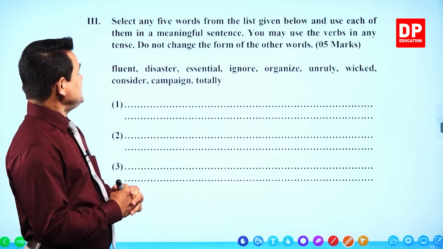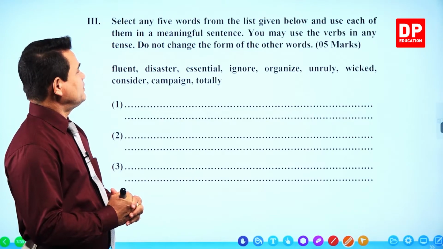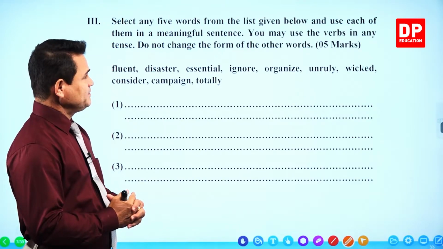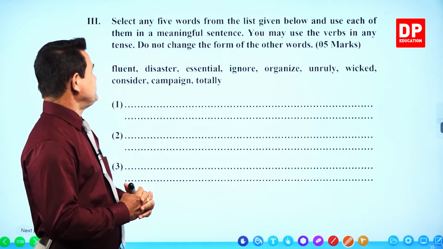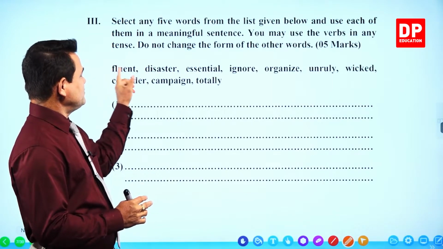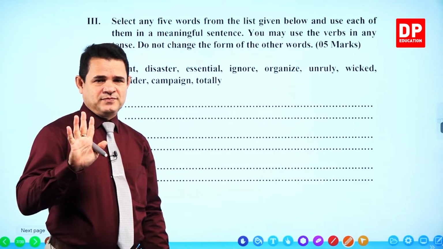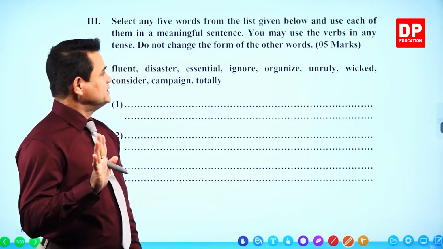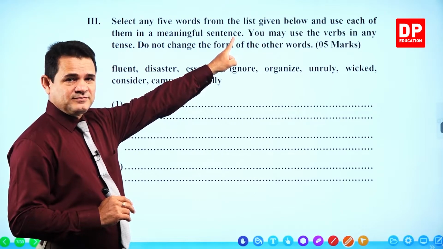Here, select any 5 words from the list given below, and use each of them in a meaningful sentence. Now there are some words given. වචන ටිකක් දීලා තියෙනවා. මේකෙන් select any 5. ඕන වචන පහක් තෝරගෙන you have to write a sentence, meaningful sentence.